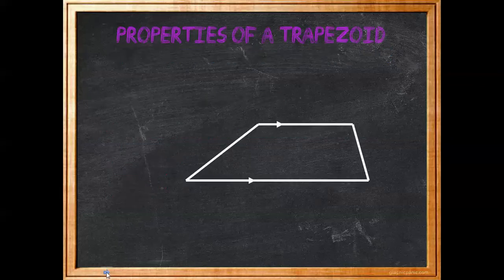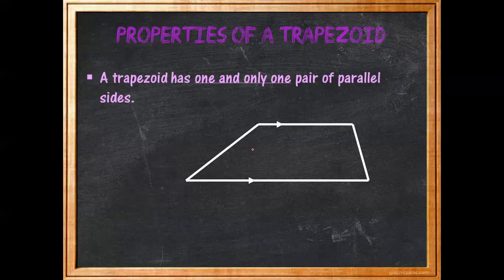The properties of a trapezoid. A trapezoid has one and only one pair of parallel sides. Okay, those are the properties.